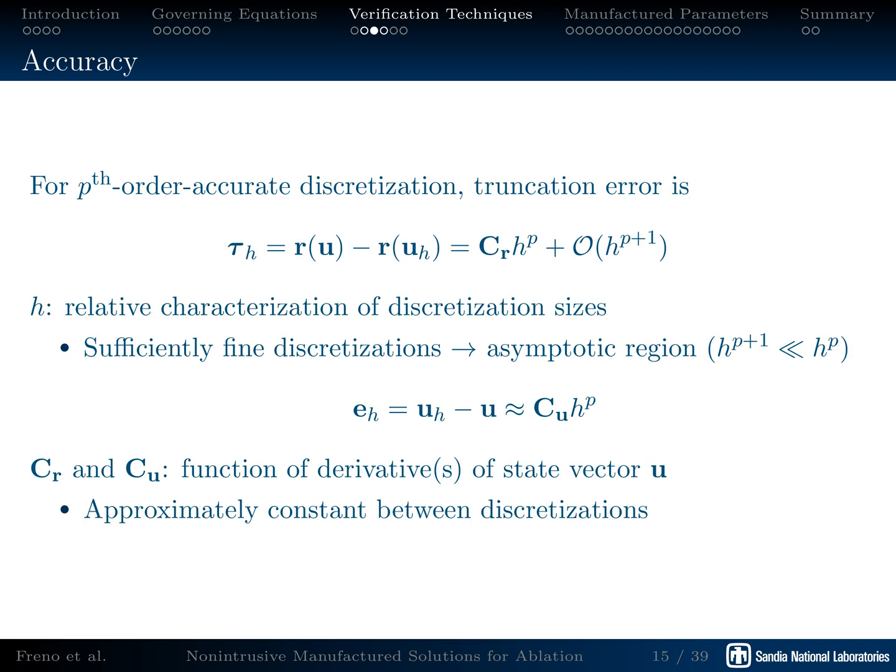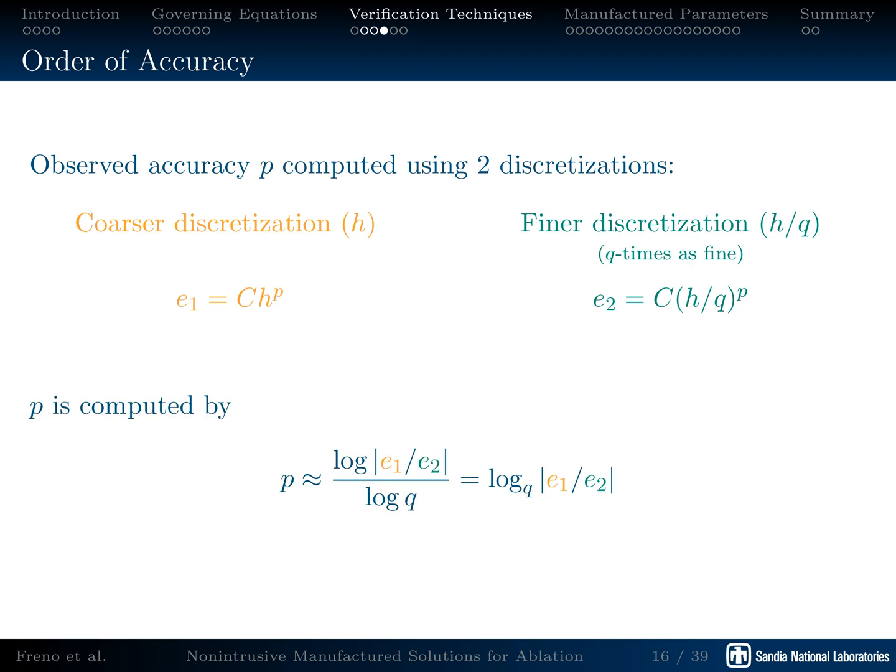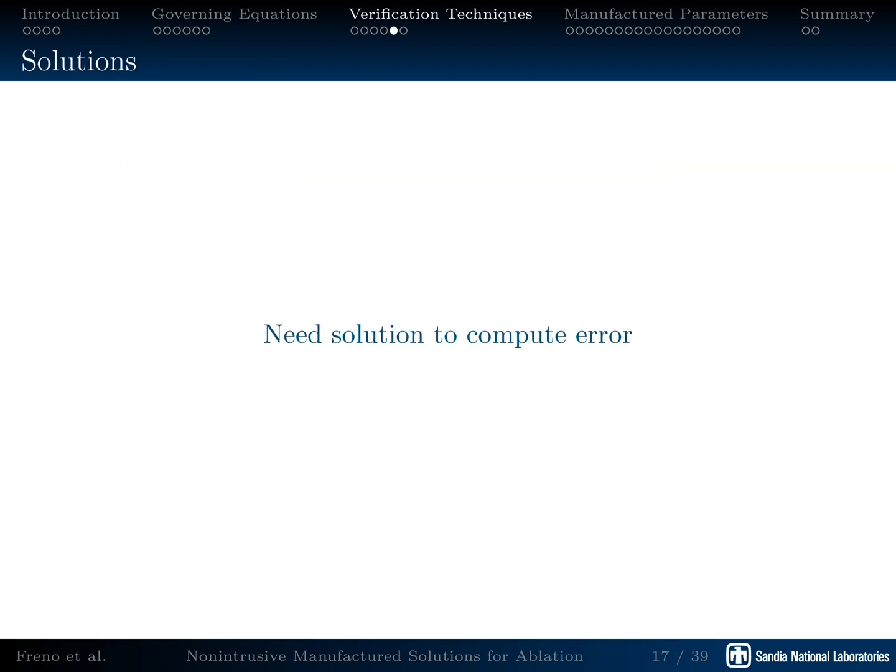For a pth order accurate discretization, the truncation and discretization errors can be modeled by a coefficient times h to the power p, where h is a relative characterization of the discretization size. We can compute the order of accuracy from two discretizations: a coarser discretization characterized by mesh size h, and a finer discretization that is q times as fine as the first. We can compute p by taking the logarithm of the ratio of errors divided by the logarithm of the ratio of the mesh sizes. However, in order to know the error, we need to know the solution.